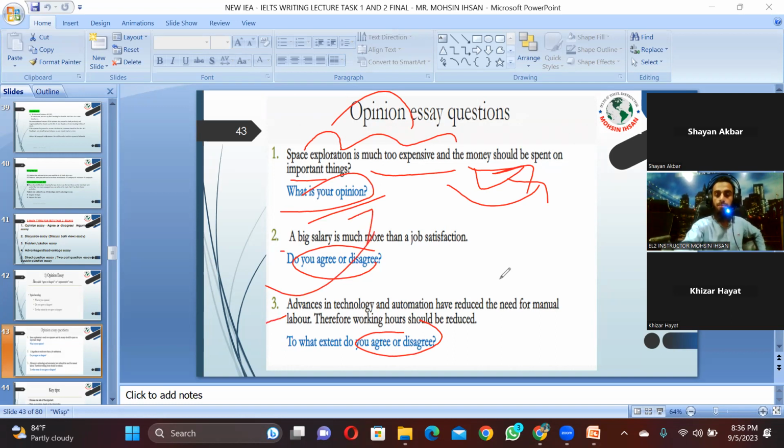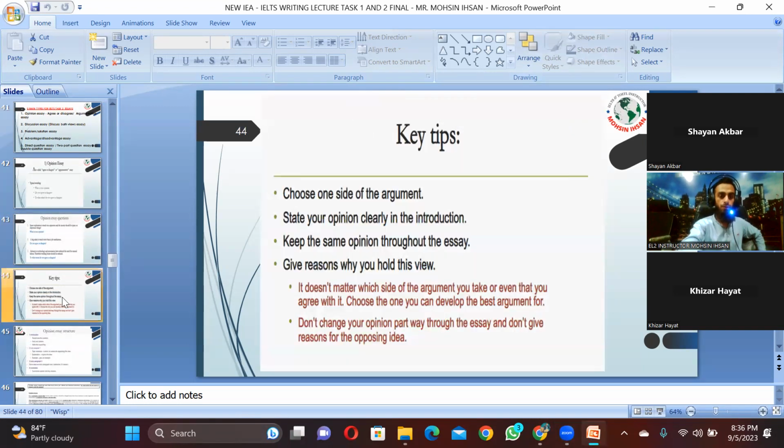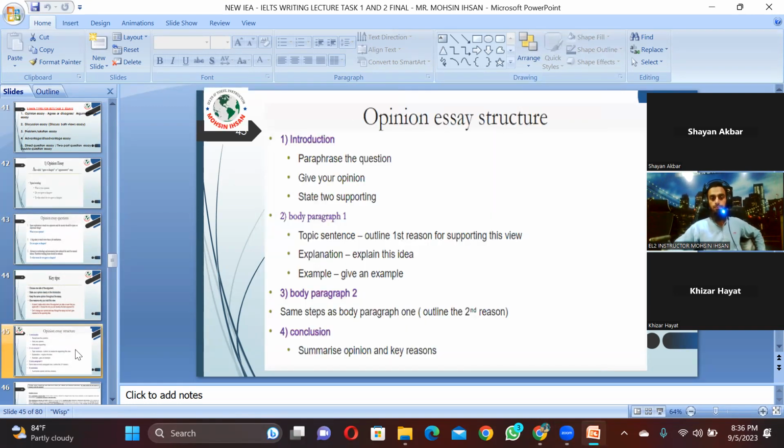Next is: a big salary is much more important than job satisfaction. Which one is important for you? Again, a kind of argumentative essay. Let me show you the proper structure of an argumentative essay. This is your structure.